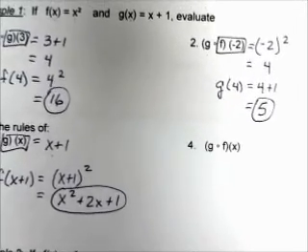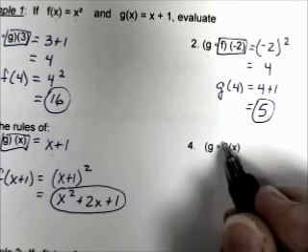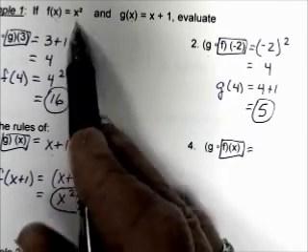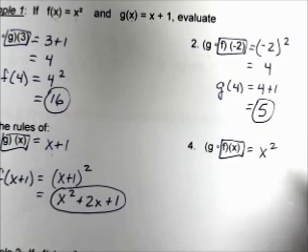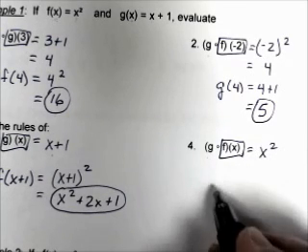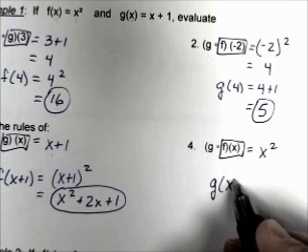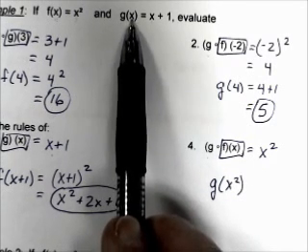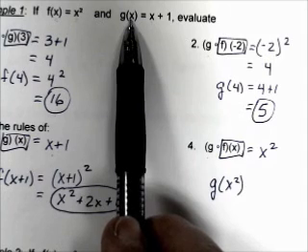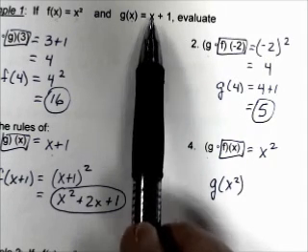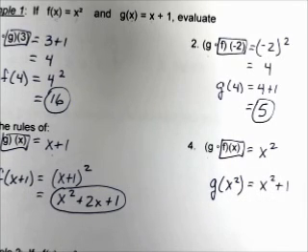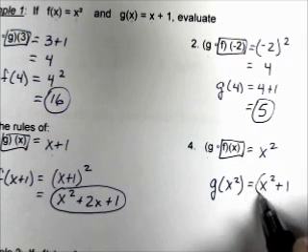Next, g of f of x. Okay, do f of x first. What does f of x equal? It equals x squared. Now we want g of x squared. So I'm going up to g of x, replacing our x's with x squared. So this also gets replaced with x squared. So that's x squared plus 1. Can't do anything with that, so that's our answer.